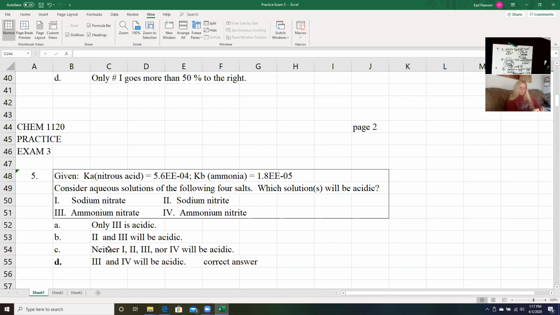Will you move your paper down once more? Down, up. Or up, yes. Yeah, okay. Thank you.